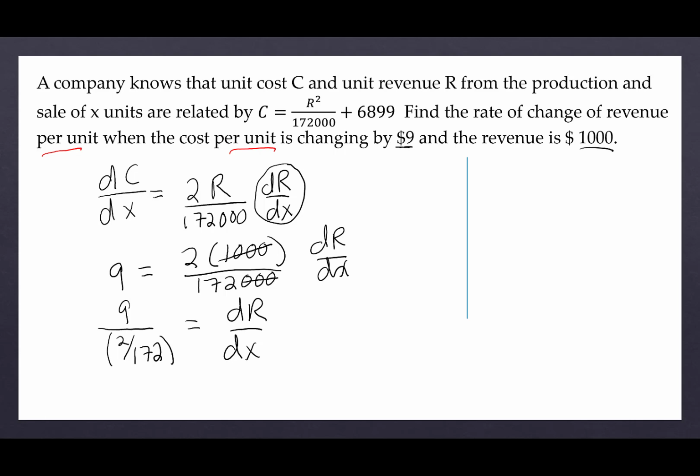Remember to use parentheses. 9 over 2 divided by 172 says dr dx is 774. I think this is great news. Cost is only changing by $9, but the revenue is changing by $774. If revenue is changing a lot and cost is changing a little, that says profit is doing great.